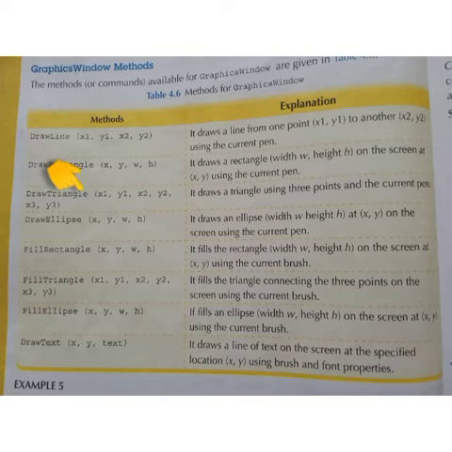Come to the next one, DrawTriangle(x1, y1, x2, y2, x3, y3). It draws a triangle using these 3 points. What are the 3 points? x1, y1 is one point, x2, y2 is another point, and the third point is x3, y3. By using these 3 points, we can draw the triangle.